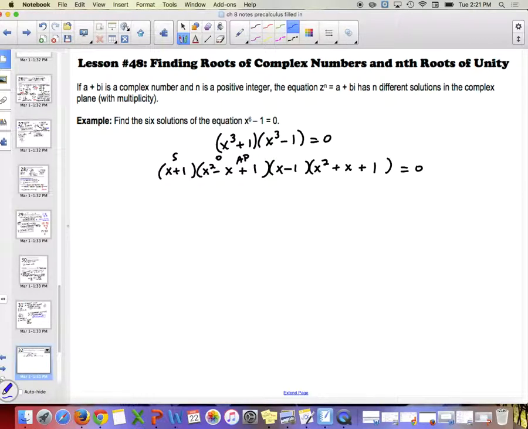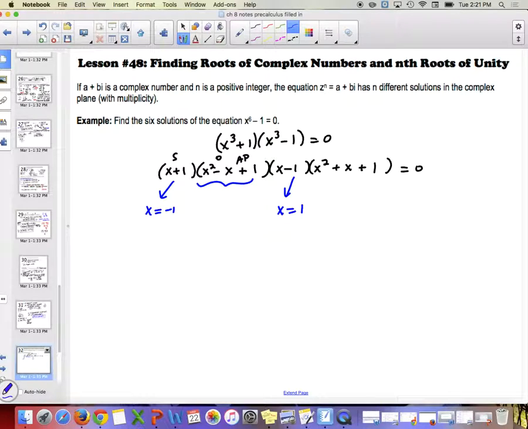So we can see 2 of the solutions are x equals negative 1 and x equals 1. No big deal. Those are real numbers, very easy to find. But we know that every degree 6 equation, so if I have something that's x to the 6th, will have 6 different solutions in the complex plane, counting multiplicity. Does that make sense? So if I have this right here, I can't factor it. How do I find the solutions to something like that?